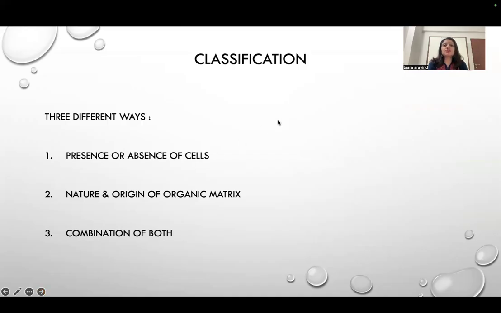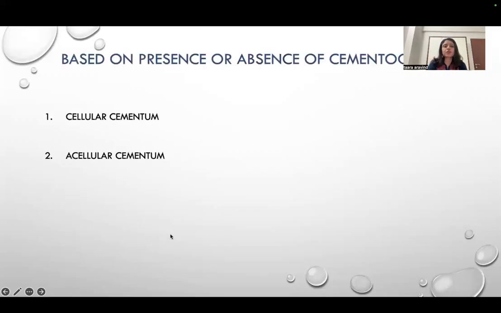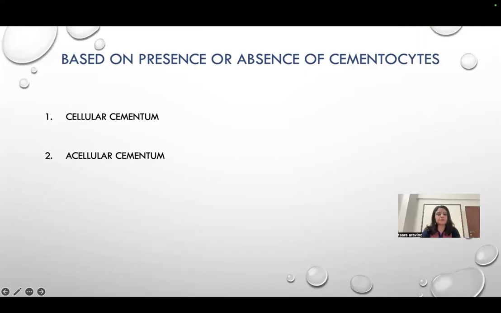So, classification of cementum. There are three different ways in which we can classify cementum. The first is based on the presence or absence of cells, that is cementocytes. The second is by the nature and origin of the organic matrix. And the third is the combination of these two. So based on the presence or absence of cementocytes, the cementum can be classified as cellular cementum and acellular cementum.